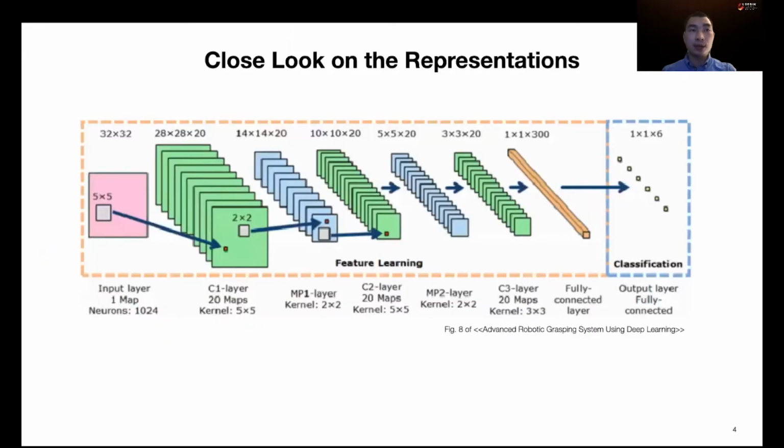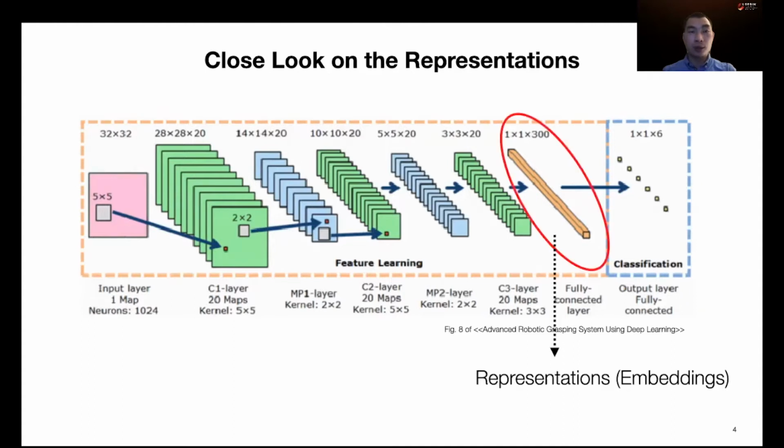To understand backdoor attacks, we investigate the representations of inputs produced by the neural network. A classical neural network for image classification tasks can be roughly split into two parts, the feature learning part and the classification part. The representations are the outputs of the feature learning part.